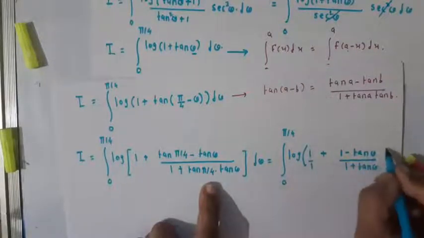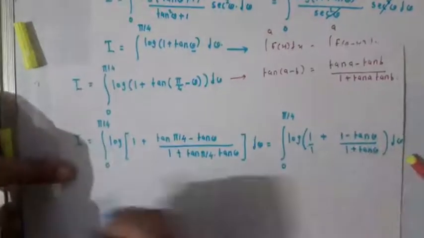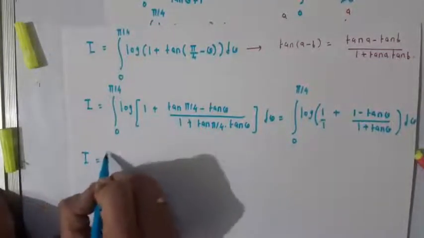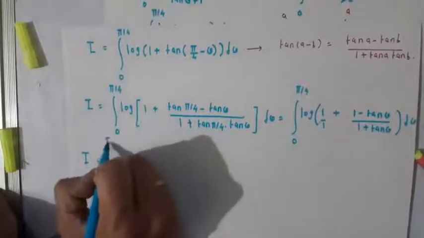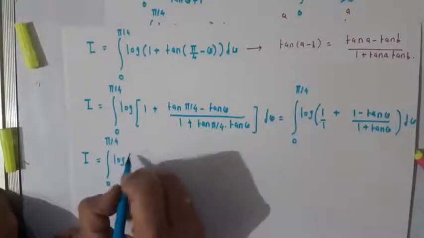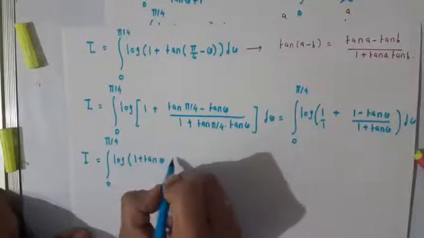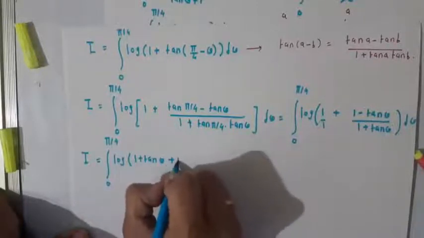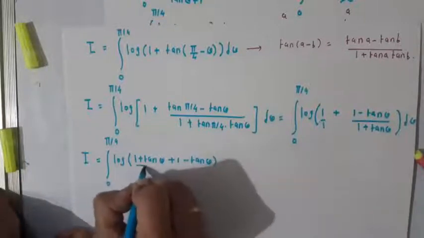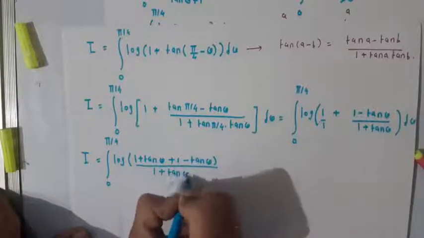Now take the LCM. Here take the LCM and we will get integration I equal to 0 to pi by 4 log of [(1 plus tan theta) plus (1 minus tan theta)] upon (1 plus tan theta).